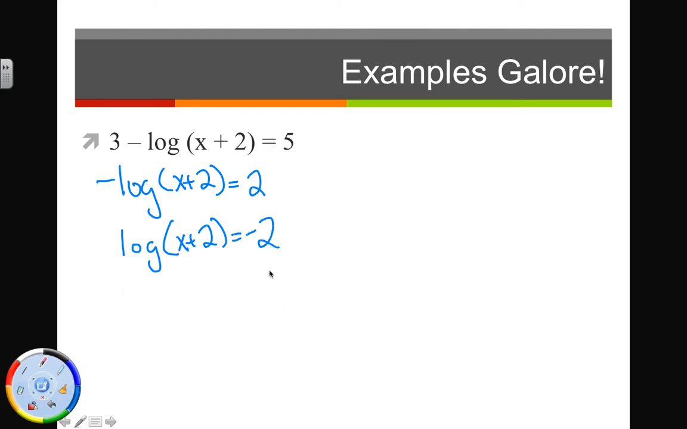Well, because this is a logarithmic equation, I like to just change it back into exponential. So this is log base 10. So it becomes 10 to the negative 2 power is equal to the thing inside the logarithm, x plus 2. Well, that's nice because 10 to the negative 2 is actually 1 over 100. And I'm going to subtract 2 from both sides.